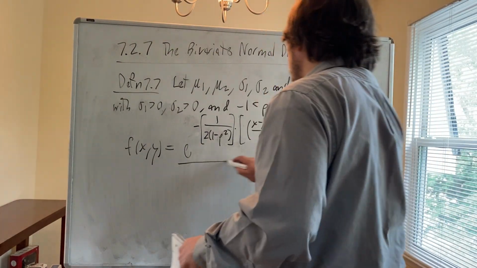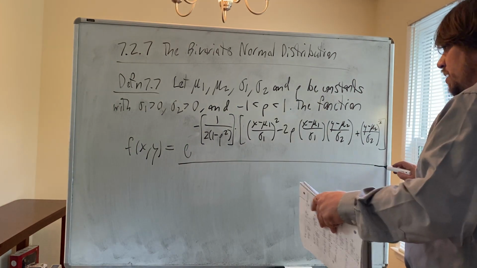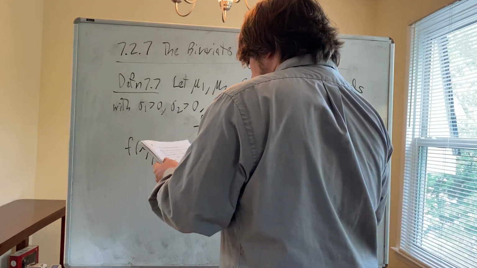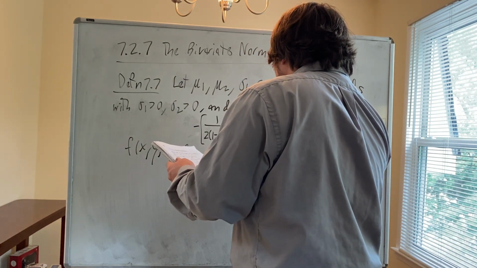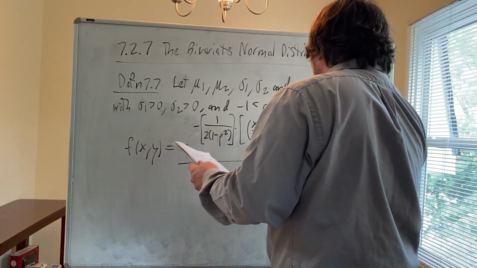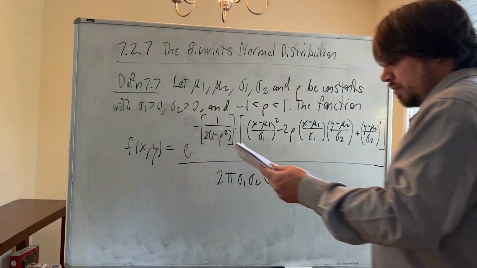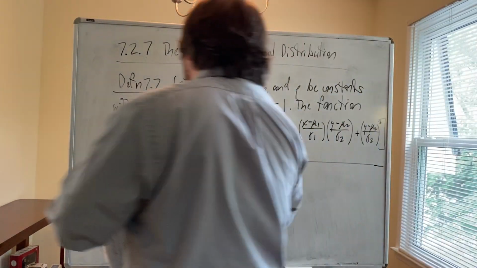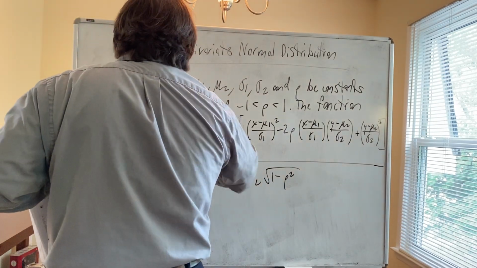Then that whole thing, including the e to the negative, that whole thing in the numerator, and the denominator of this fraction, 2 pi sigma 1 sigma 2 times the square root of 1 minus p squared. That's f of x comma y. Okay, I'm going to move the f of x comma y so it's centered here.